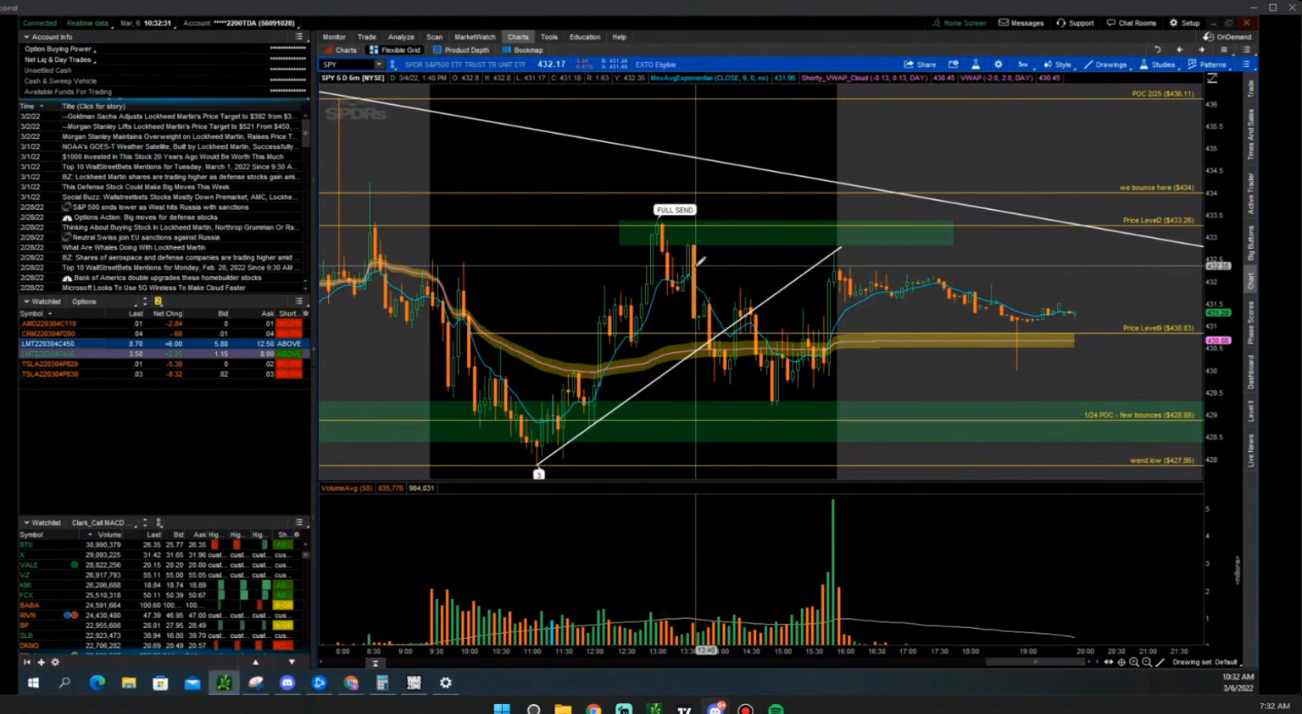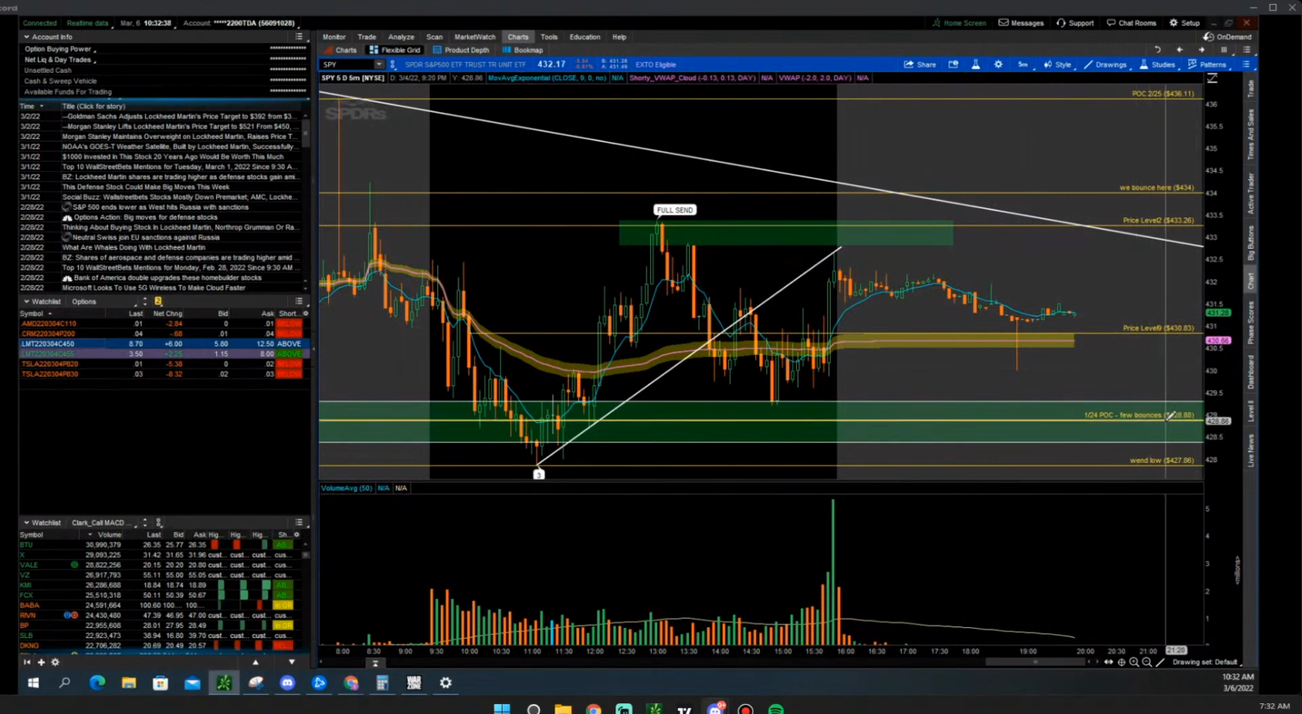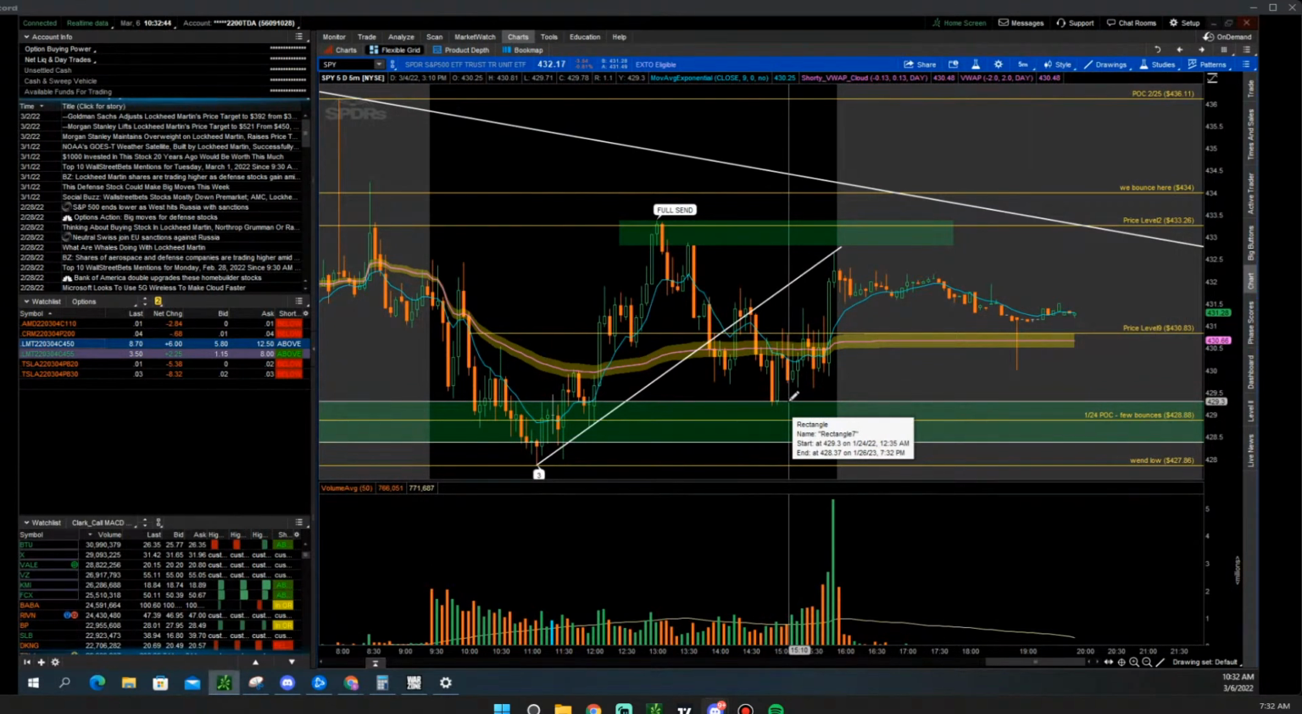And let's say you didn't want to short this, you didn't trust this. Well, you could have shorted this, but then your reward was really tiny because you had this 124 POC right here, and look where it bounced from. It bounced perfectly on this demand zone that we drew off of the POC on 124.